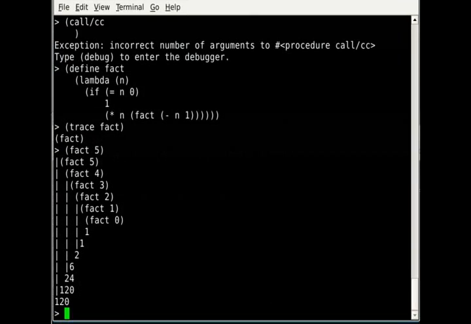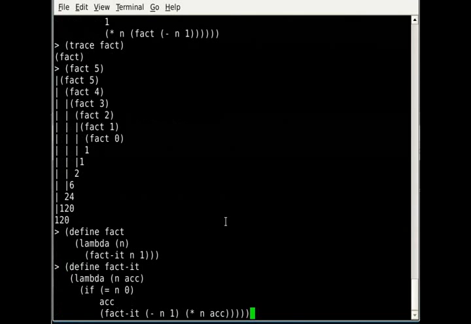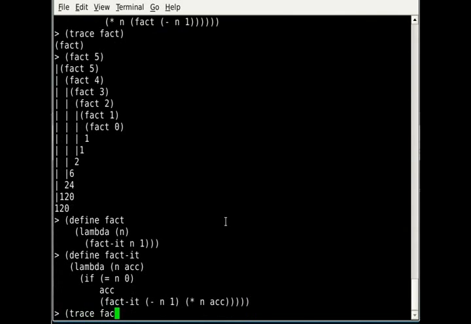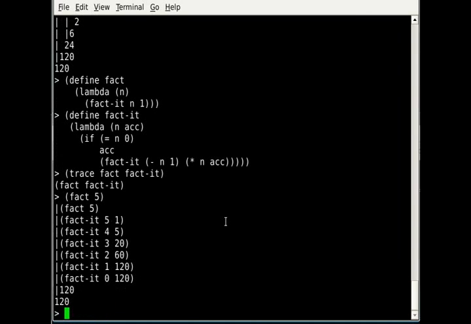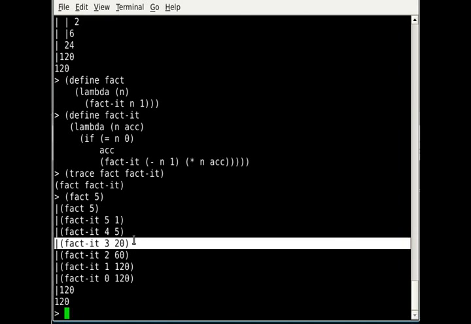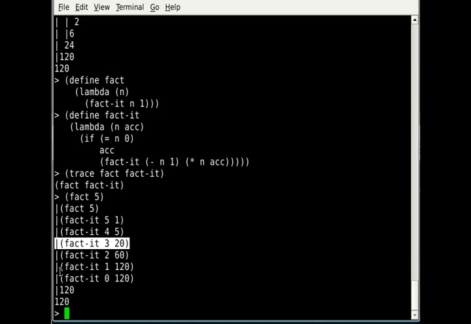Alright, now let's paste these into Chez Scheme and I'll show you. Trace fact-it. Alright, now run fact of 5. Now you see how flat this is. That means each one of these takes up its own memory, but then it gets replaced by the next bit of memory. So the whole thing takes a constant amount of memory. Alright, so fact-it of 5, 4, 3, 2, 1, 0, etc.